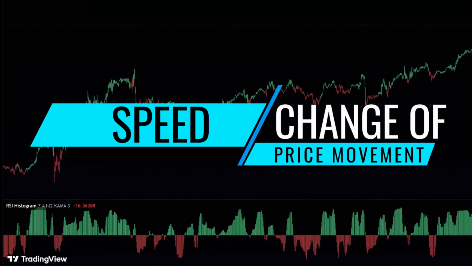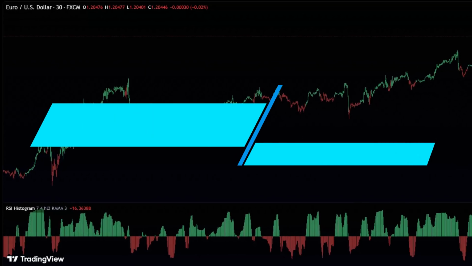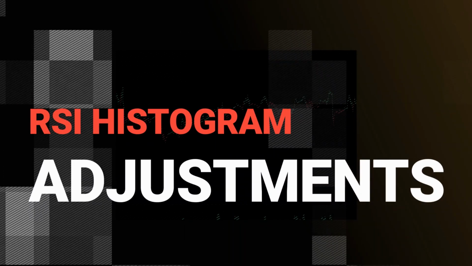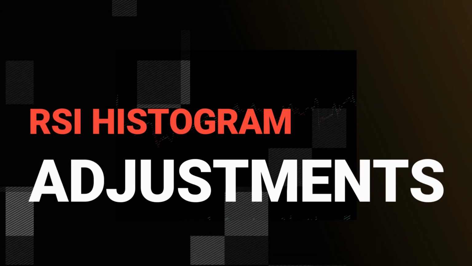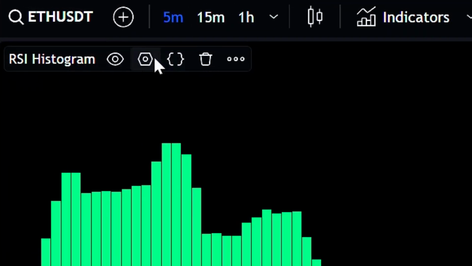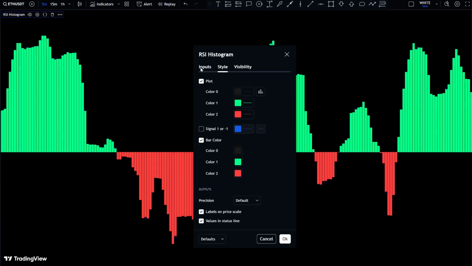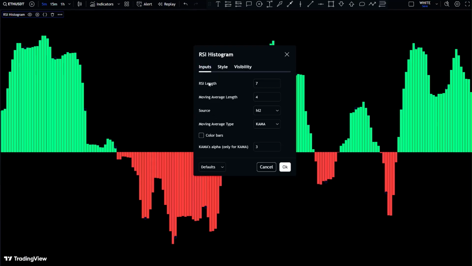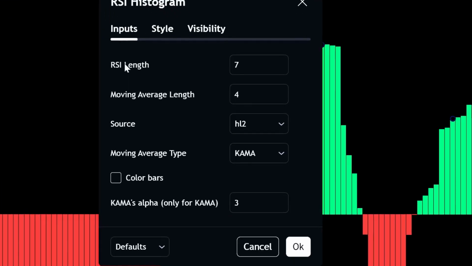Alright, so before we dive into using the RSI histogram in our strategy, we need to make a few quick adjustments to make sure it works just the way we want it to. Here's what you need to do. First, head to the settings and click the inputs tab. Here, you'll see a few options that we need to tweak. Change the RSI histogram to 21. This is the number of periods the indicator looks at to calculate the trend strength.